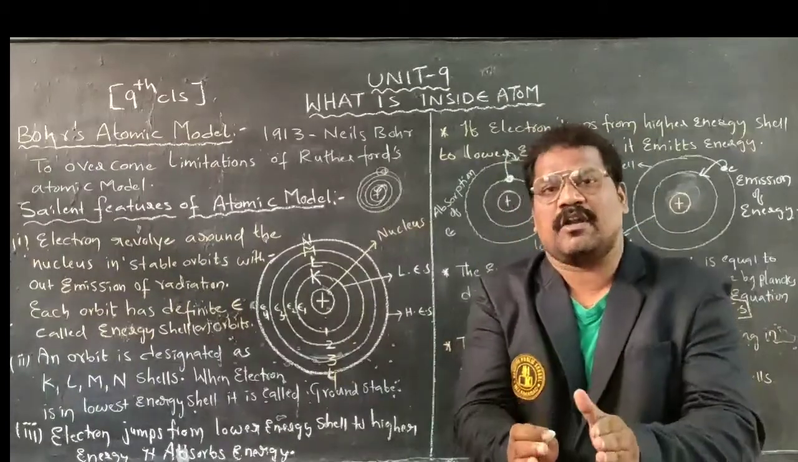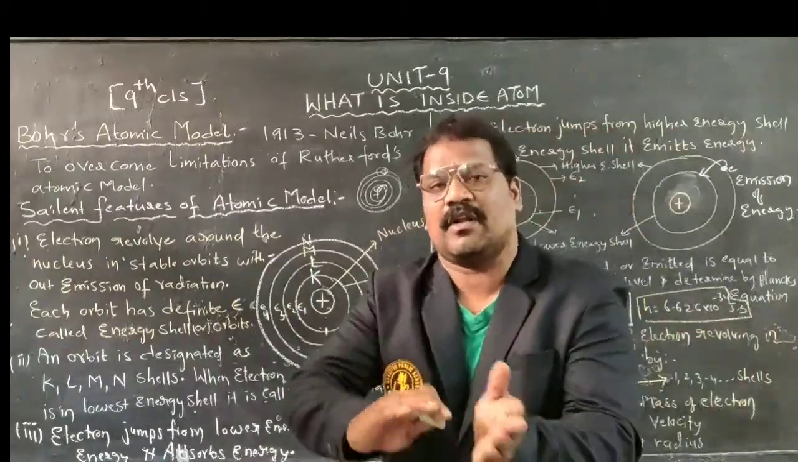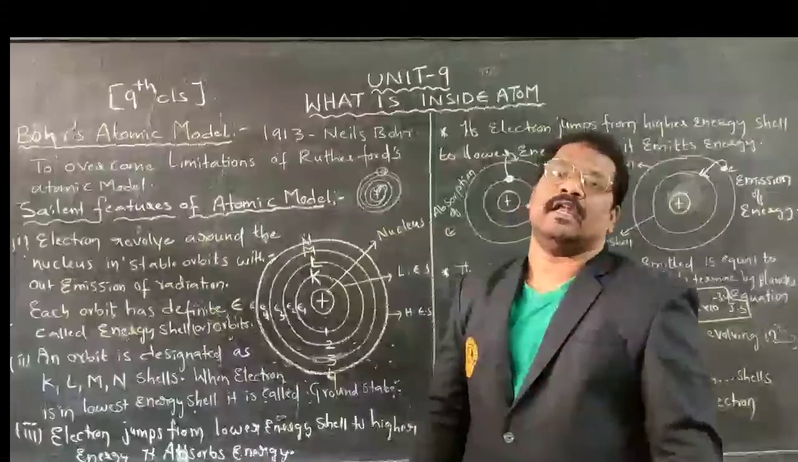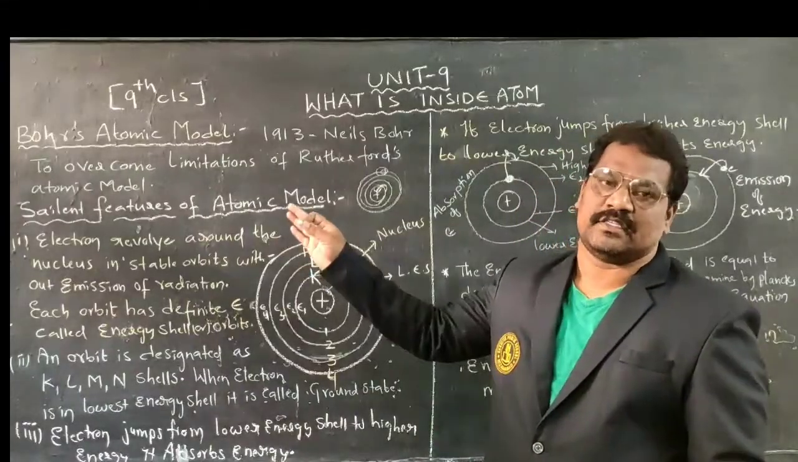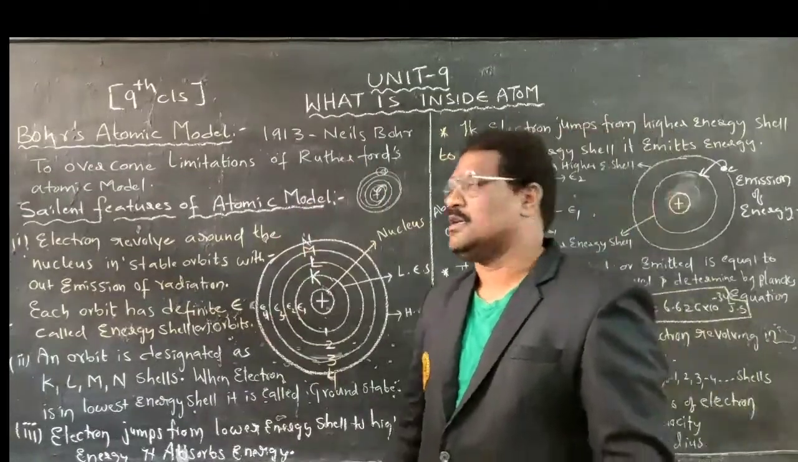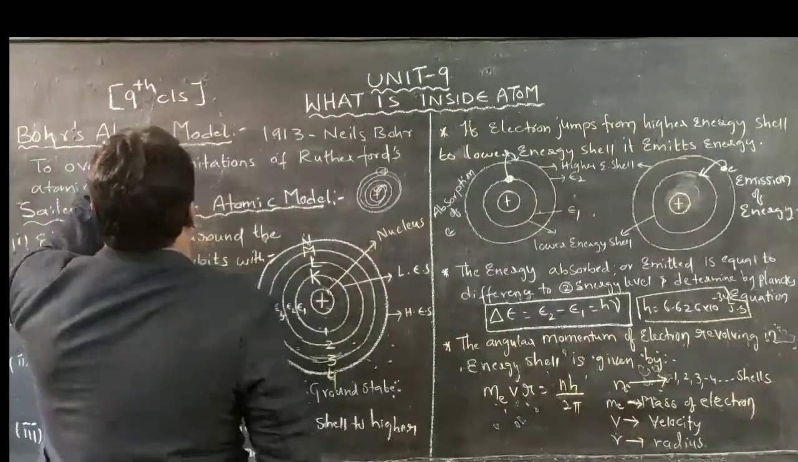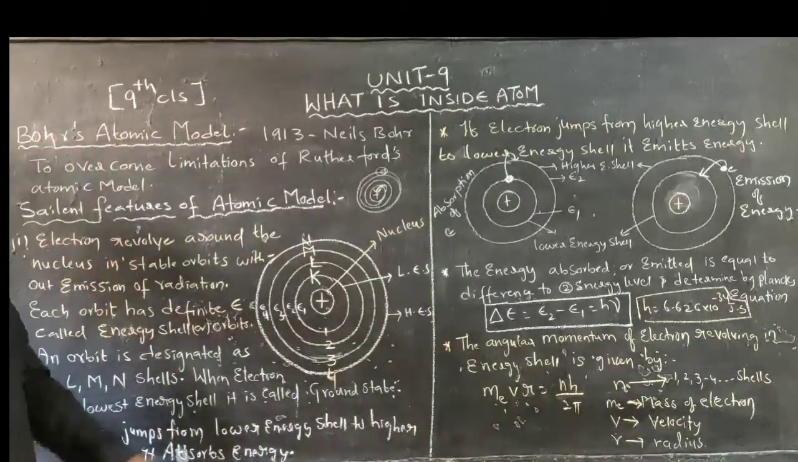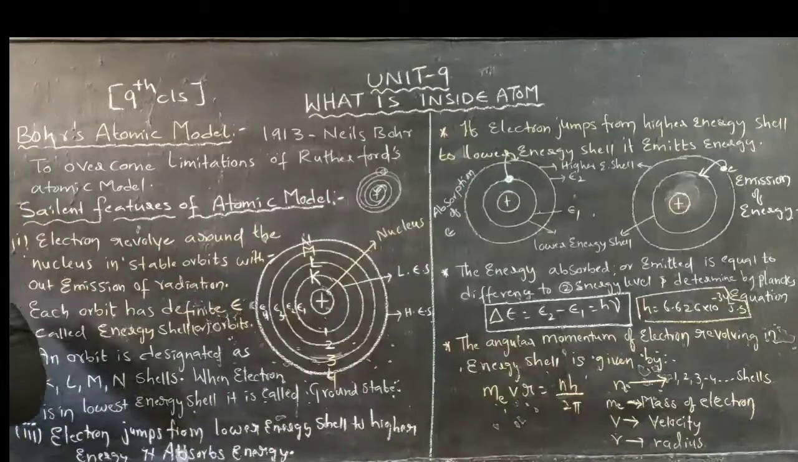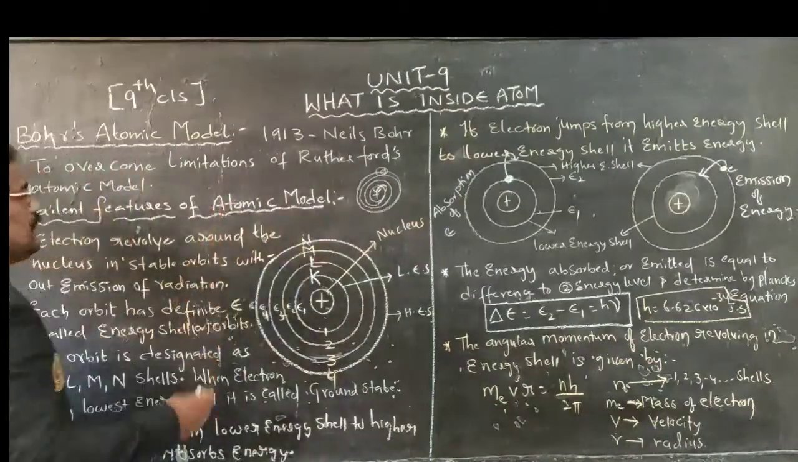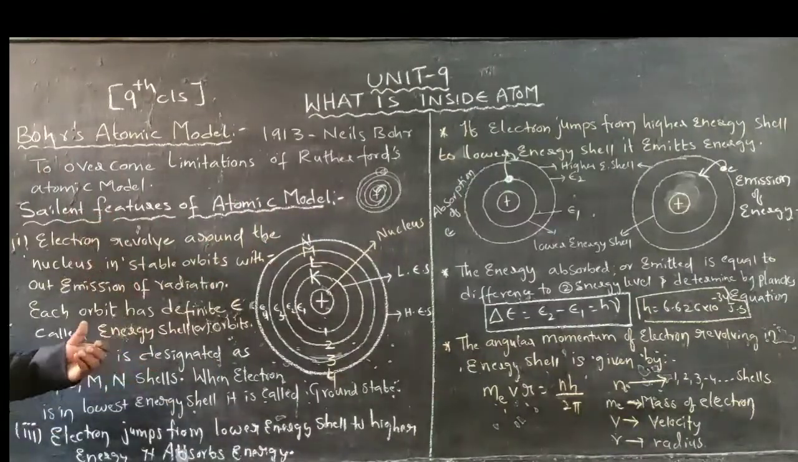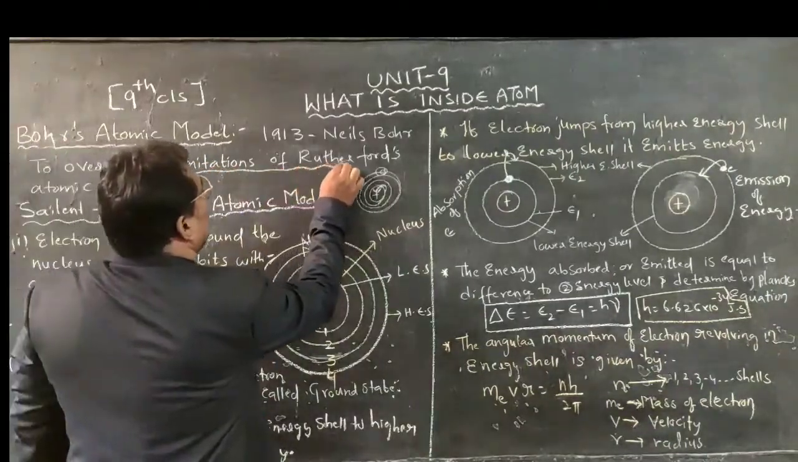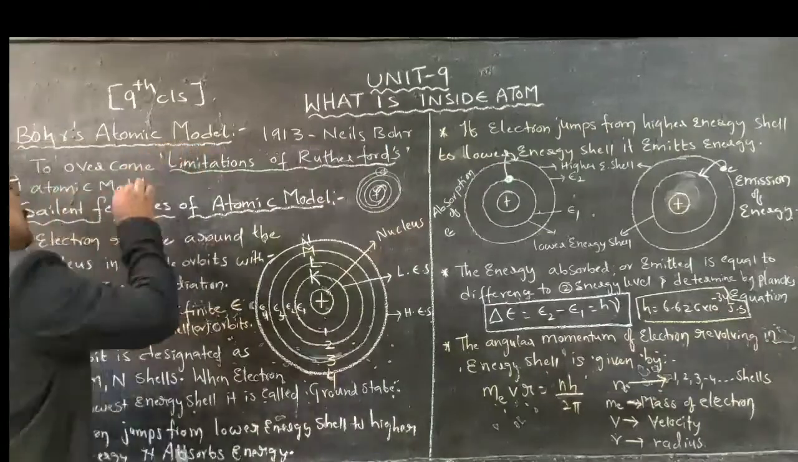So, to overcome the limitation of that particular drawback, Sir Niels Bohr in the year 1913, a Danish physicist or scientist, discovered a new model. That model is called Bohr's atomic model. According to this model, some salient features are there. The first salient feature, the main thing, is to overcome the limitation of the Rutherford atomic model.